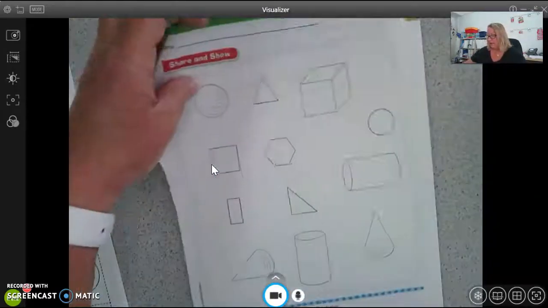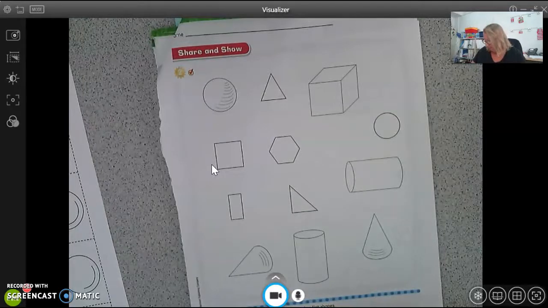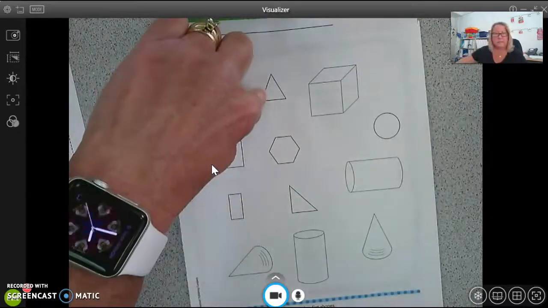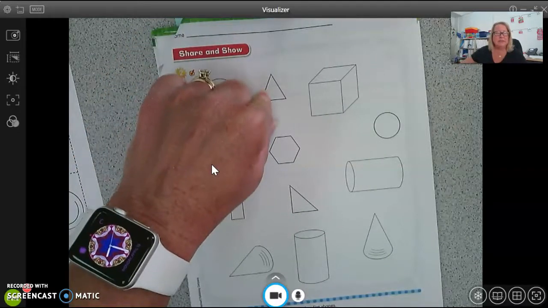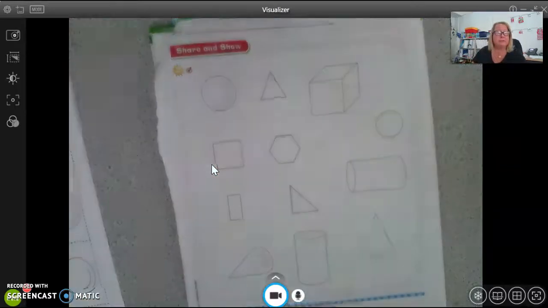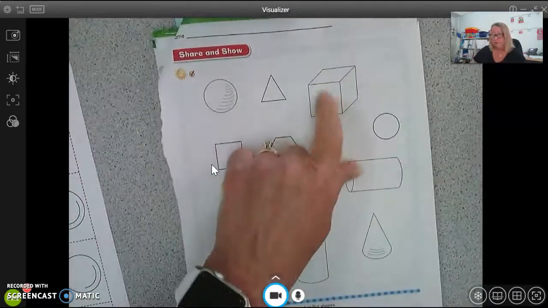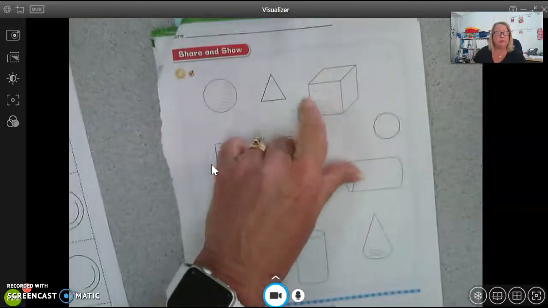All right, then on the next page you're gonna color the red ones, that are the two-dimensional shapes. So I'll give you a clue. This one is a two-dimensional shape. It is flat. You're going to color that red. Then you're going to color three-dimensional shapes blue, which is right here. This is a three-dimensional shape because we can see all the way around it.